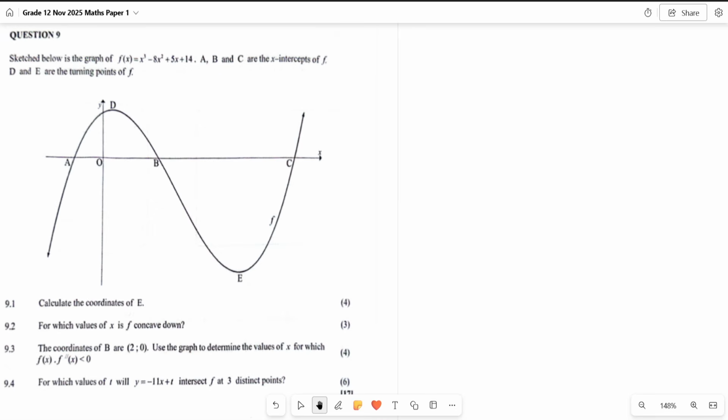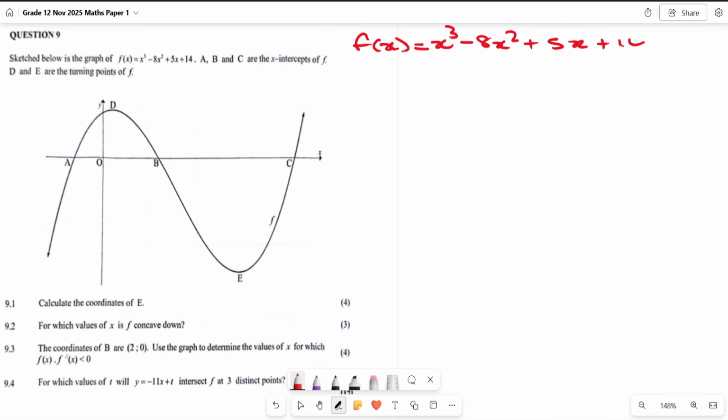So this question here, they're not asking us to find the x-intercepts, which is quite surprising, considering that most of the time they ask us to calculate that value, but in this case, they didn't. So let's see what they have in store for us. Now, the equation that we are given is f of x is equal to x cubed minus 8x squared plus 5x plus 14.